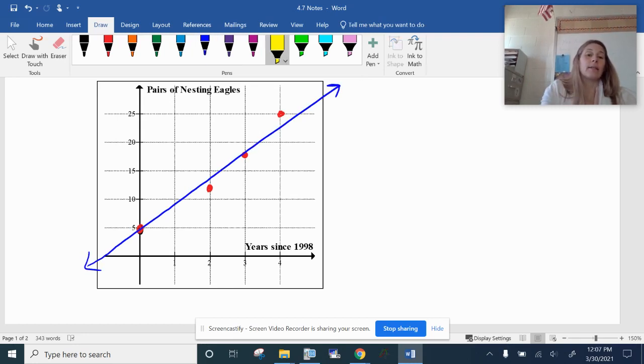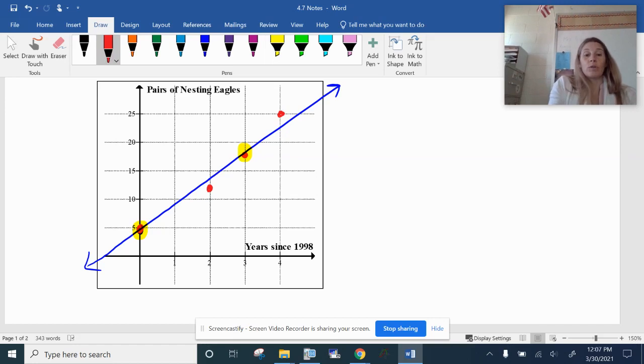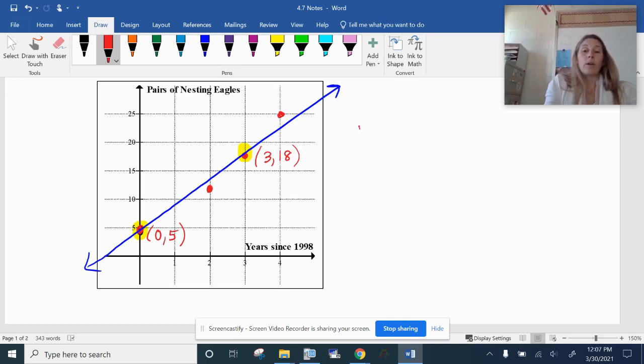Okay, so you can see that I did go through the y-intercept, and then I also happened to go through this point right here. So those are the two that I'm going to use. So this one was (0, 5), and this point here is (3, 18). So I'm going to write my equation based off of those 2 points, but you could use any 2 points on your line of best fit, and yours could slightly vary from mine.